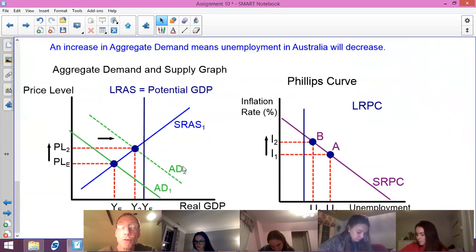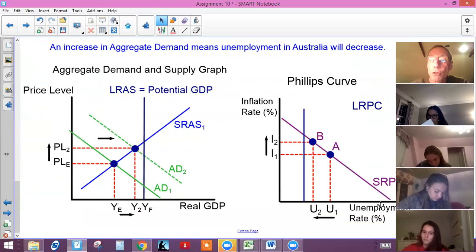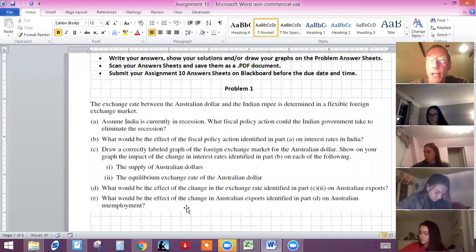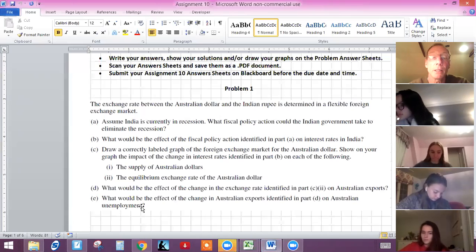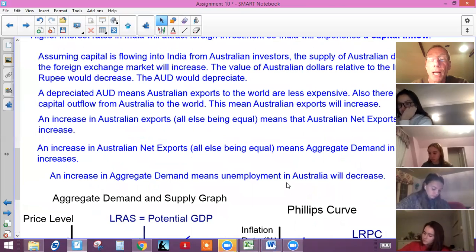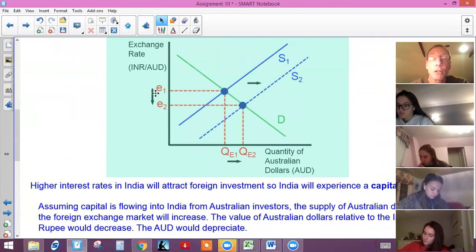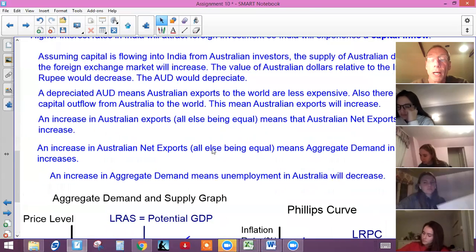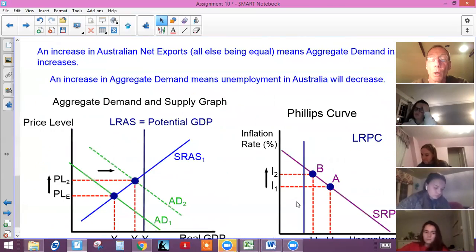So I've drawn the graphs right here that explain it. The problem's not asking you to draw them, but what they're asking is how the change in the exchange rate would affect Australian exports, and then how that would affect unemployment. So I've tried to help you see the cause and effect here, how you get from a devalued currency to lower unemployment right here.